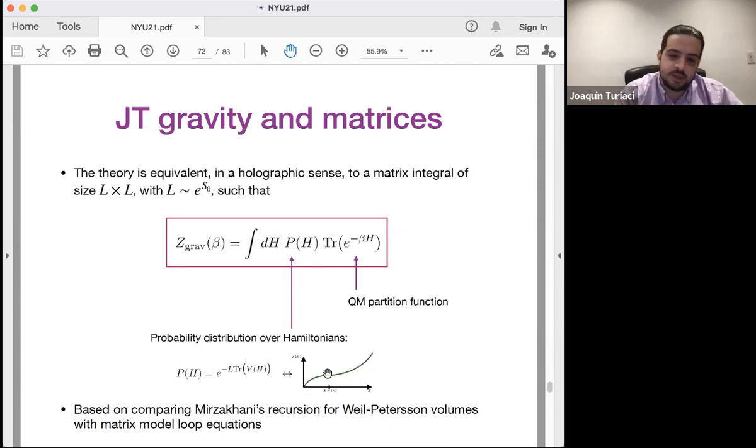So the fact that when S0 is infinite, you should reproduce the curve that I showed before determines this probability distribution uniquely. And this is the result of Saad, Shenker and Stanford. And it's based on comparing Mirzakhani's calculation of the Weil-Petersson volumes with something called the loop equations in matrix integrals, but I'm not going to explain this here.